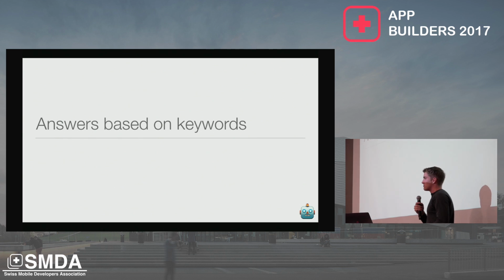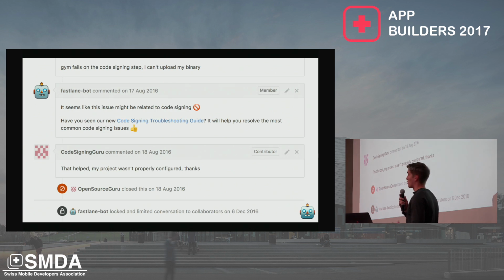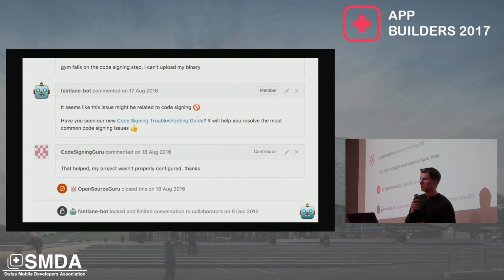But it turns out most people don't really like reading the documentation, unless you point them to the right spot, which is what the Fastlane bot does. So the Fastlane bot would detect, oh, this might be related to code signing, and it would just link to the code signing guide. What you should consider is that for every 10 issues you get about a certain topic, there are probably hundreds of other people who ran into the same issue, but didn't take the time to submit one.